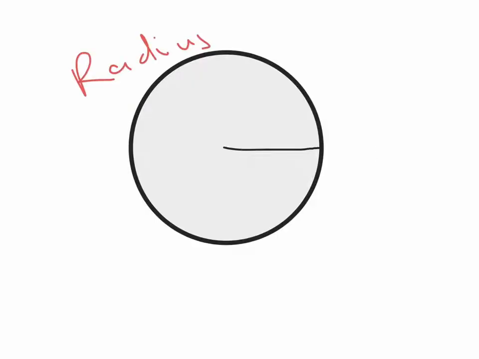Alright, so of a circle, the radius is a line or the distance from the center of the circle to any point on your circle. So that's a radius, or you can take the center to this side, which would be the radius, any point on the circle. So the center of the circle to any point on the circle is called the radius.